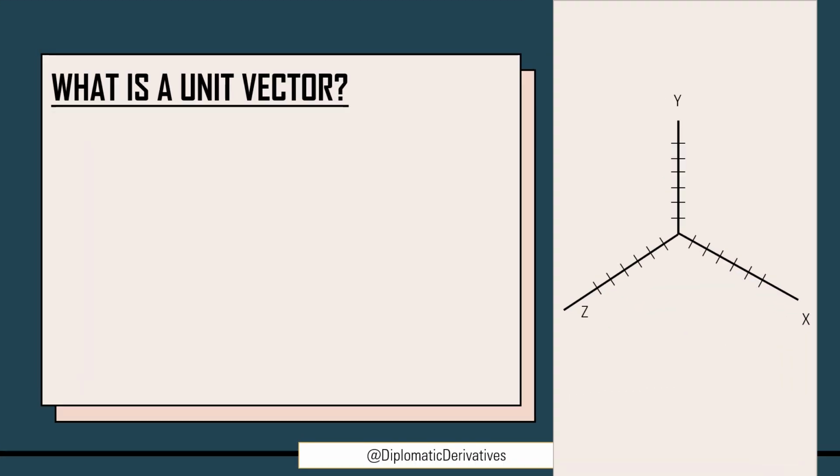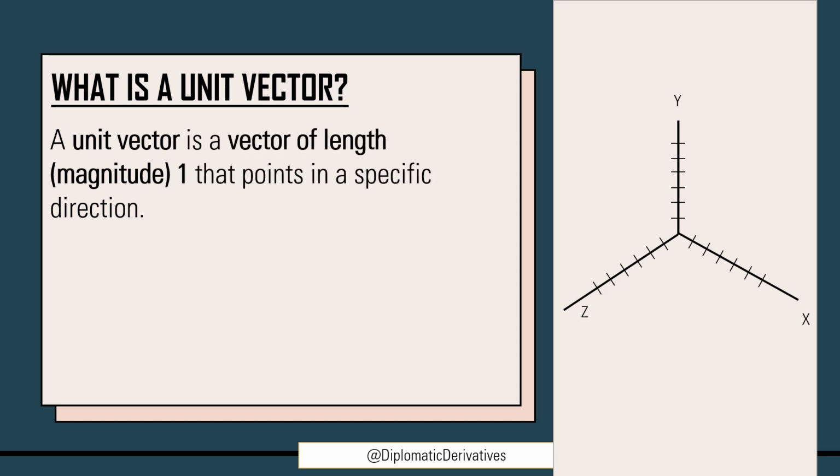What is a unit vector? A unit vector is a vector of length, that is magnitude, 1, that points in a specific direction. Now what is that specific direction? That direction is the direction of a vector. Whatever vector we have, it will point in some direction, right? And the unit vector tells us that direction. Its magnitude is 1. Why is its magnitude 1? Because magnitude does not matter. It just tells us the direction.